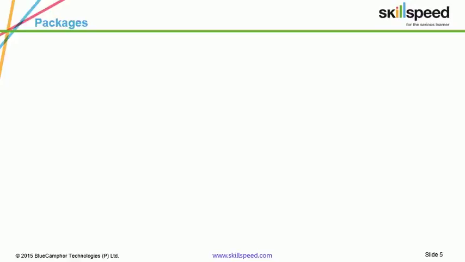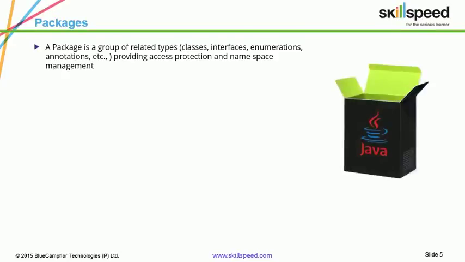Let us learn now what a package is. A package is a group of related types, as we can say, that can be classes, interfaces, enumerations, annotations, and any other related types, which will provide access protection and namespace management. So what is a namespace?